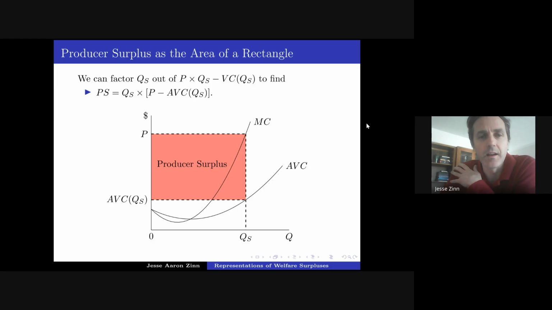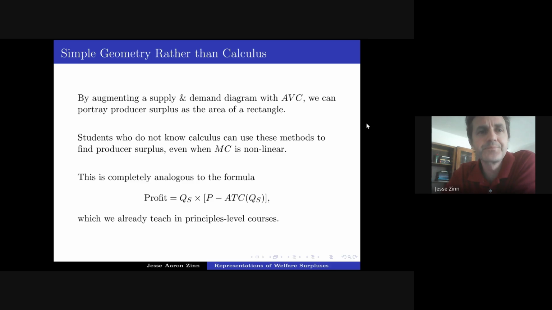And this, of course, gives us the area of a rectangle. So we've just devised a way of presenting producer surplus as the area of a rectangle, which can be helpful, especially for students who are not familiar with integrals. So yeah, we can just use simple geometry rather than calculus.